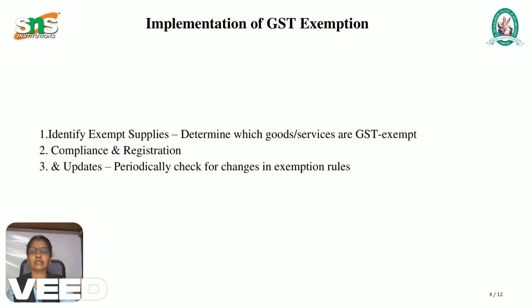Next, the implementation under the GST exemption. They have to identify the exempt supplies and determine whether the goods and services under the GST should be exempted or not. The second important implementation is compliance with registration and updates. They also have to periodically check for changes in the exemption rules.